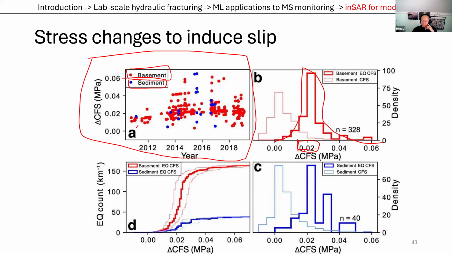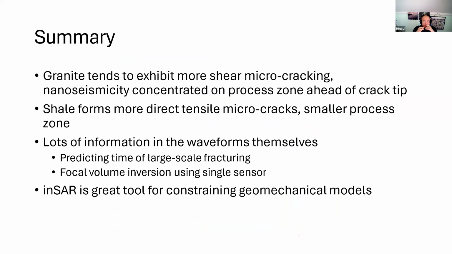This is on the order of 20 kilopascals, both in the basement and in the overlying sediment, which is to say, in this case, it seems that the rock mass or the faults were very sensitive. They were very close to a critical stress state. So that comes to the end of this discussion about how we can use InSAR deformation to constrain geomechanical models that we may be interested in.